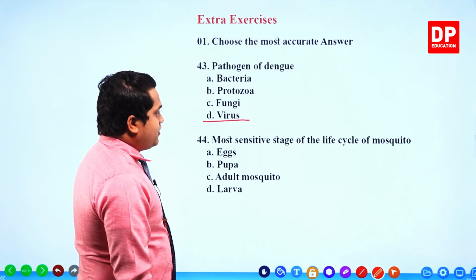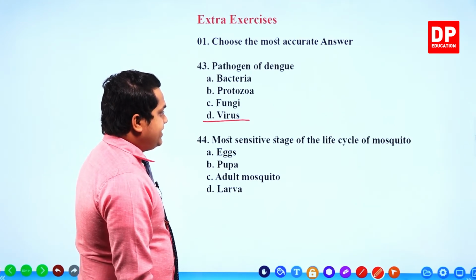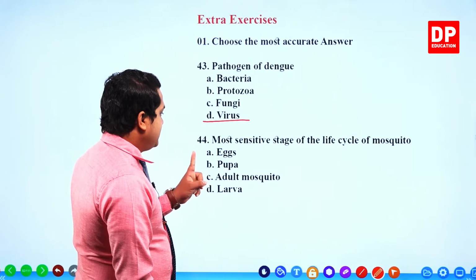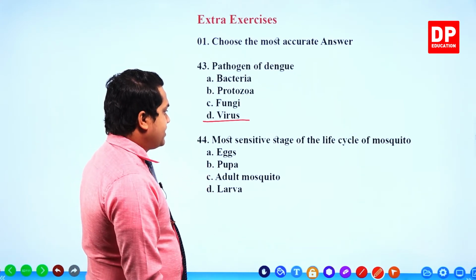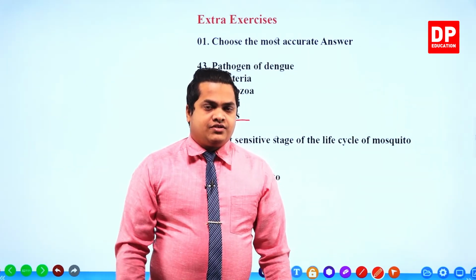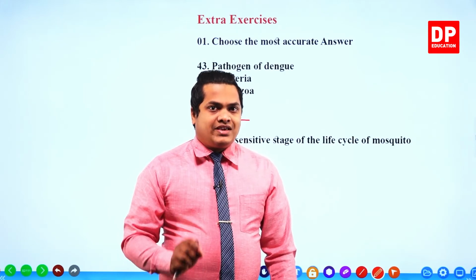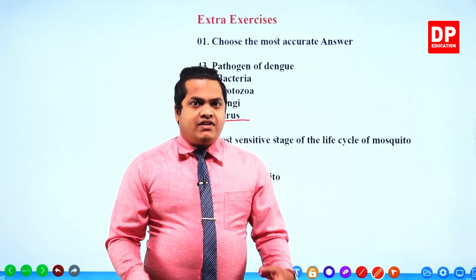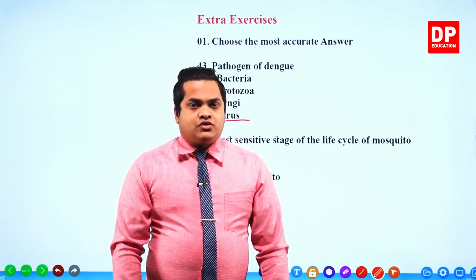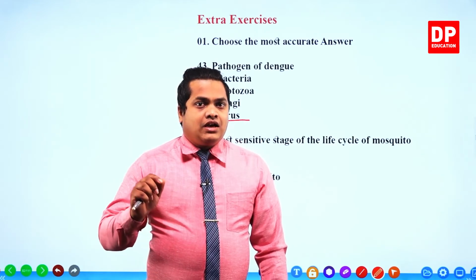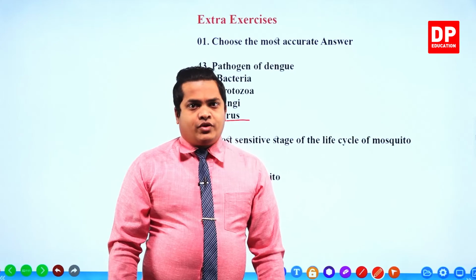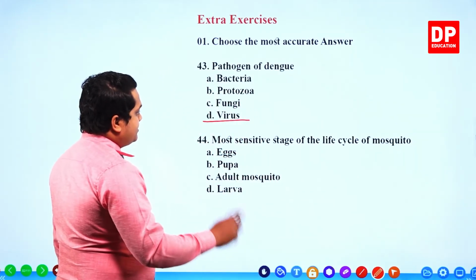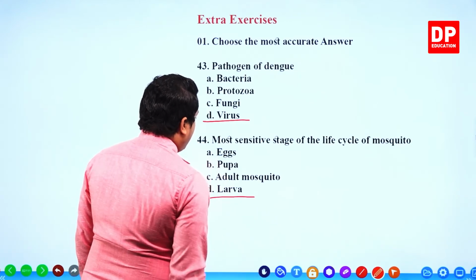The most sensitive stage of the life cycle of a mosquito: eggs, pupa, adult mosquito, or larva. I told you when we were discussing sensitive stages that mosquitoes can be easily controlled by destroying mosquito breeding places. It's because the larva is the most sensitive stage of a mosquito. By removing the places where mosquito larvae breed, we can control the mosquito population. So the sensitive stage of the life cycle of a mosquito is the larva stage.